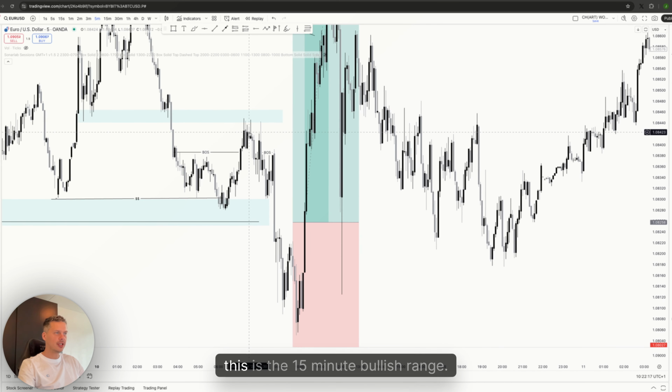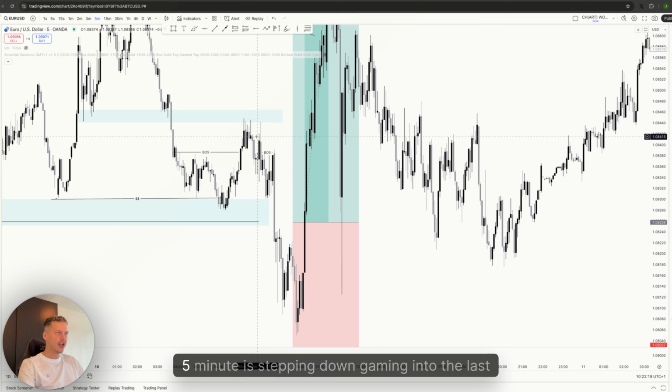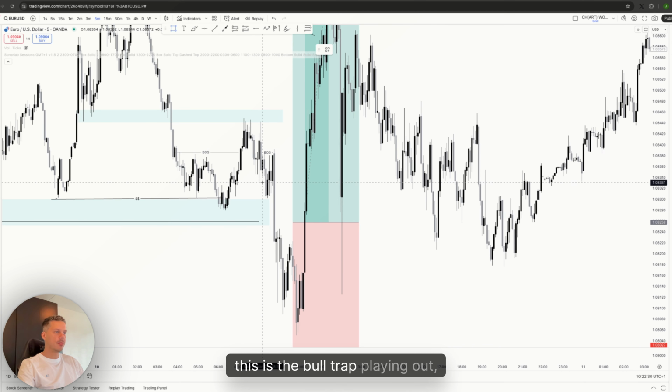what we can see is that the 5-minute is in this 15-minute bullish range. The 5-minute is stepping down, came into the last area and gave a 5-minute bullish break of structure. Well, what do you think will happen next, right? This is the bull trap playing out.